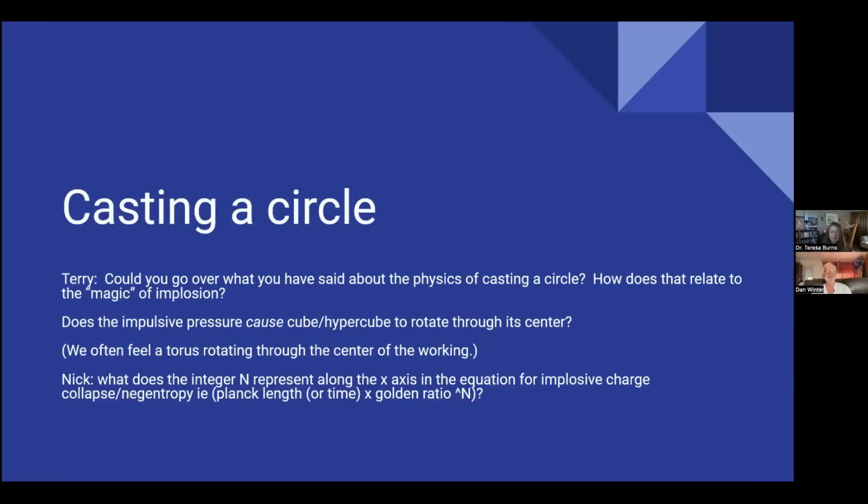So could you go over what you've said about the physics of casting a circle and how that relates to the magic of implosion? But is there more that you would want to say about it?